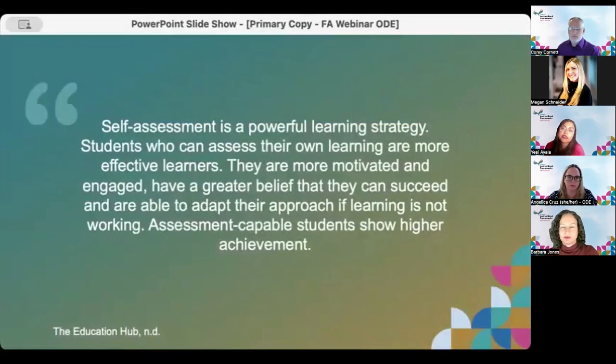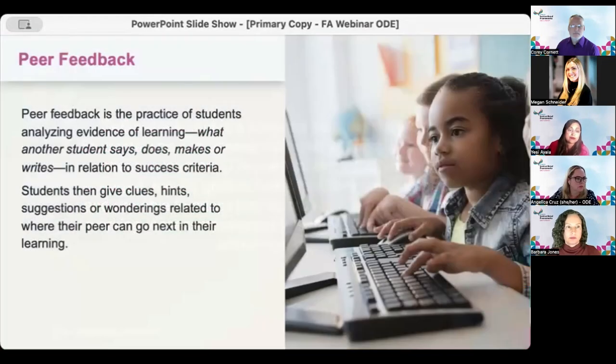Yeah, so I'm going to read a quote by the Education Hubs around self-assessment. So self-assessment is a powerful learning strategy. Students who can assess their own learning are more effective learners. They are more motivated and engaged, have a greater belief that they can succeed, and are able to adapt their approach if learning is not working. Assessment-capable students show higher achievement. So in other words, here we see that students have a greater sense of agency when they engage in self-assessment opportunities. Next slide, please.